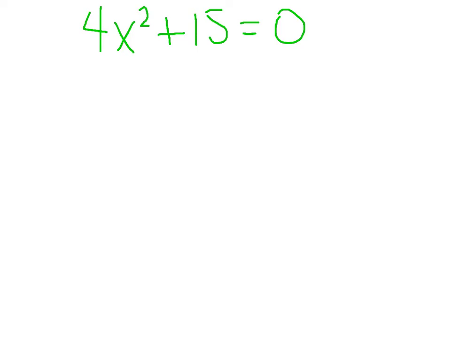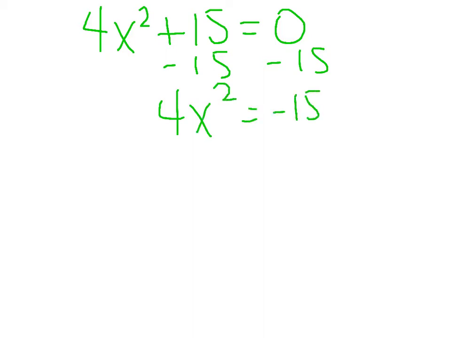So the very first thing I'm going to do is isolate the x squared term. First I'm going to subtract 15 from both sides, and I get 4x squared equals negative 15. Divide by 4 on both sides, and we get x squared equals negative 15 over 4.